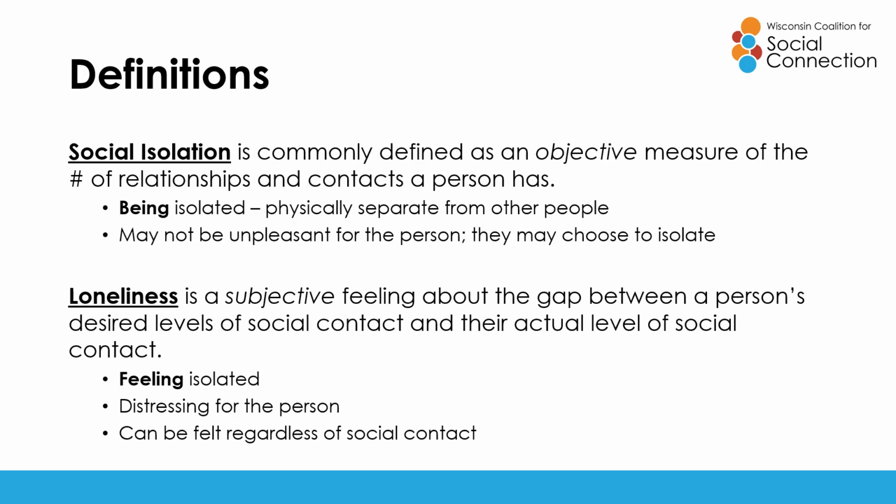Though sometimes used interchangeably, social isolation and loneliness are different. Social isolation is the objective measure of the number of relationships and contacts that a person has. So this means that they are isolated, they are physically separate from other people, and this might not be unpleasant for the person. They may actually choose to isolate and have limited social contacts.